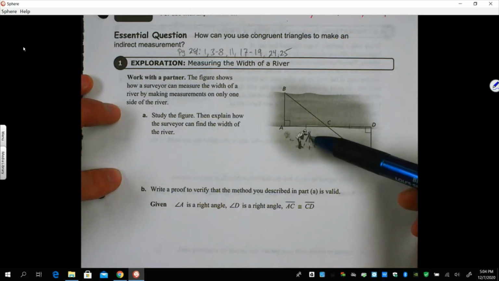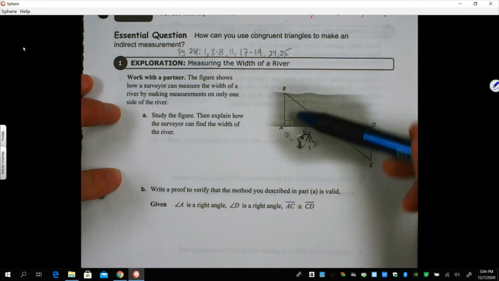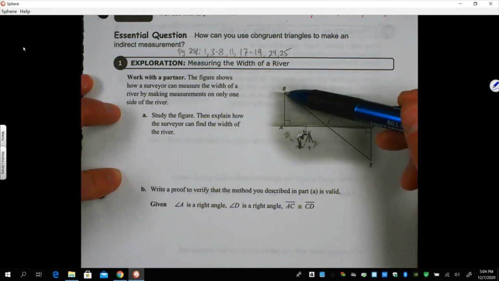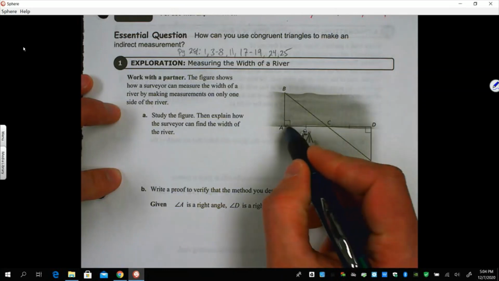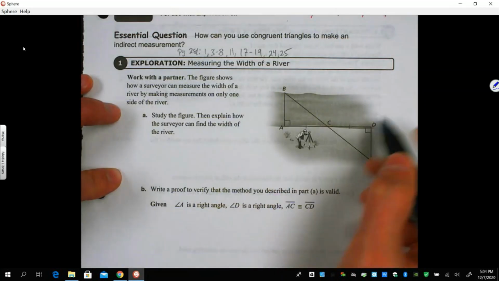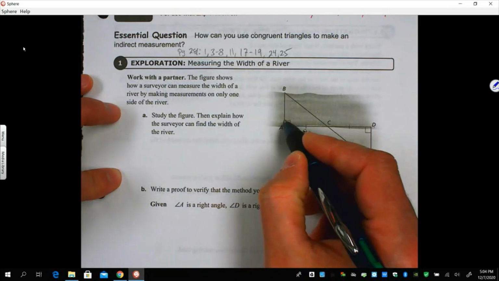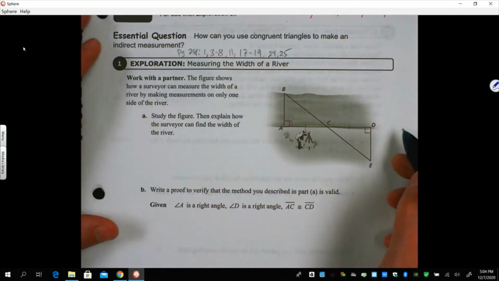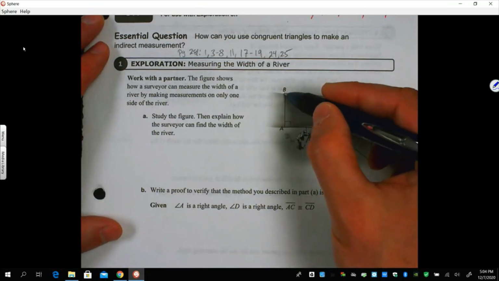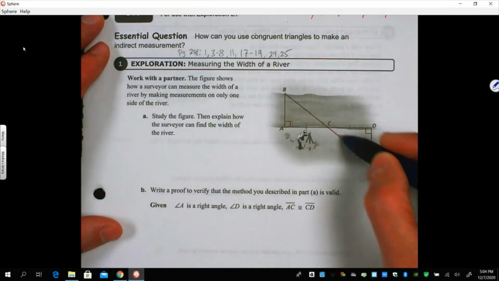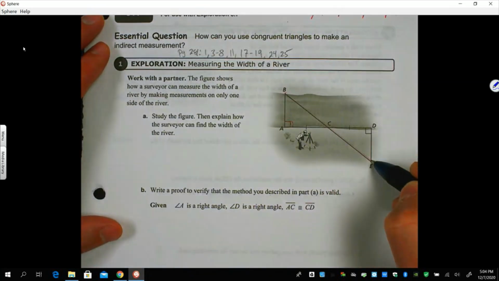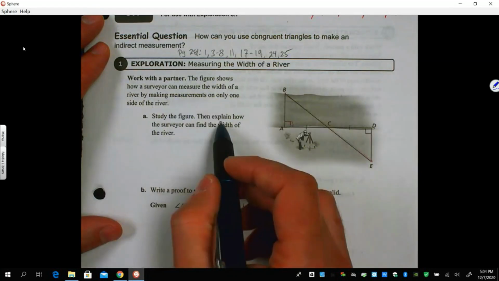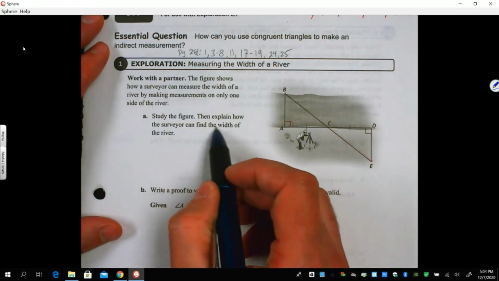This surveyor is trying to measure the width of this river. So we have two triangles. AC is congruent to CD. And notice it's a right triangle. Whenever you see a right triangle, you can think hypotenuse, leg. And then you have a line drawn from this point over to here, over to E. So these two triangles, study the figure, explain how the surveyor can find the width of the river.